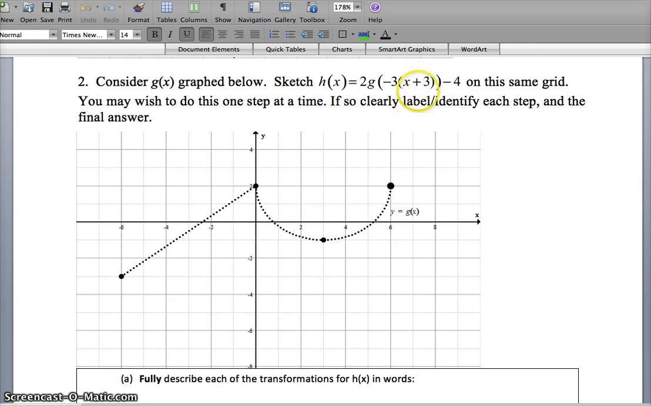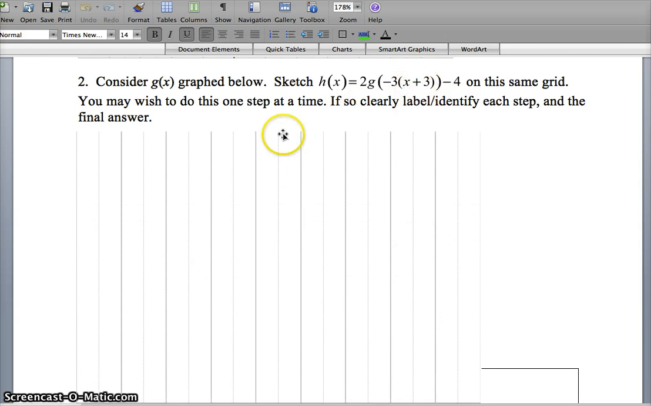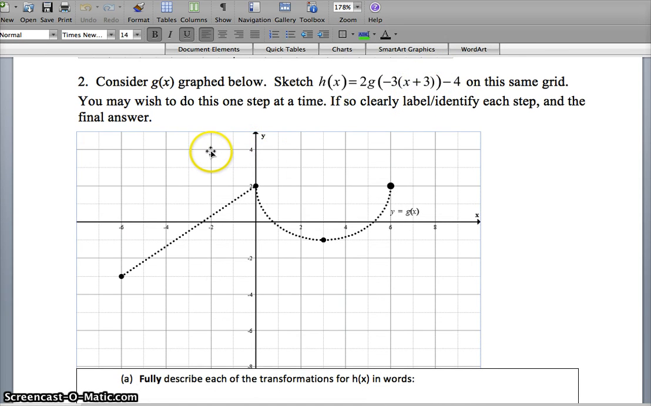Now we're going to apply this transformation here, which means we need to move our point 3 places to the left. 1, 2, 3. And the very last transformation, -4, is a subtraction outside the function. It affects the vertical shift. We're going to move our graph down 4. 1, 2, 3, 4. So we have many transformations going on here.